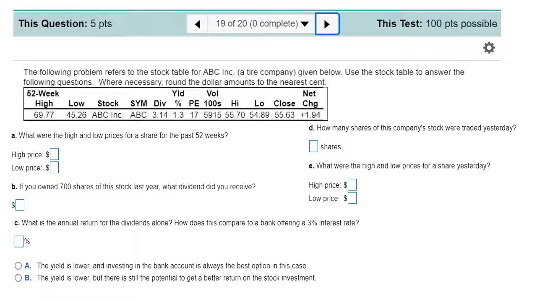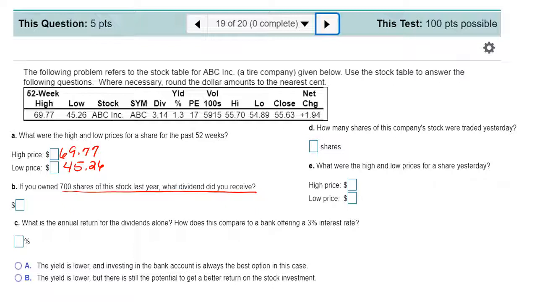In question 19, you're asked to read the stock market ticker tape here. It says, what were the high and low prices for a share of the stock of ABC Company in the past 52 weeks? Right here you see 52. The high would have been $69.77. The low is $45.26.